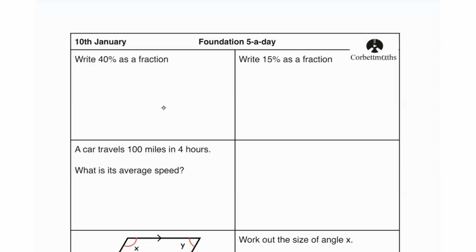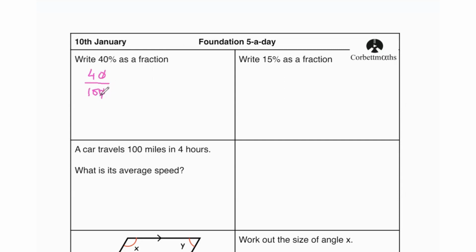The first question says write 40% as a fraction. So let's first remember that any percent has basically a denominator of 100. So 40% becomes 40 over 100. Now to simplify this, we can cancel out the 0 first. There's a 0 in the numerator and a 0 in the denominator. You can cancel them out.